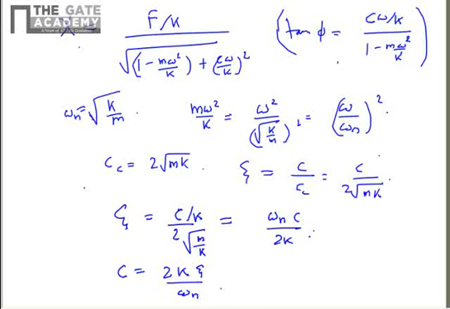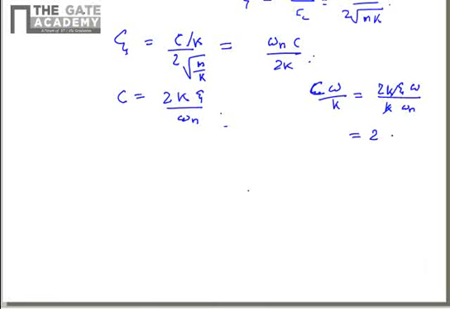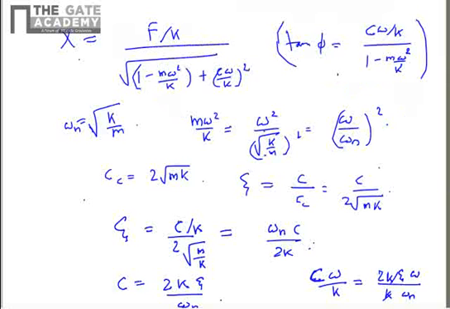If you substitute this value in the expression c omega by k, which we are seeing repeatedly in our solutions, you will get c omega by k equal to 2k psi omega by k omega n. The k will get cancelled out, so c omega by k will be equal to 2 psi omega, that is the forcing frequency, divided by the natural frequency. So these values, if you substitute in: F by k, we have determined m omega square by k, we have determined c omega by k.